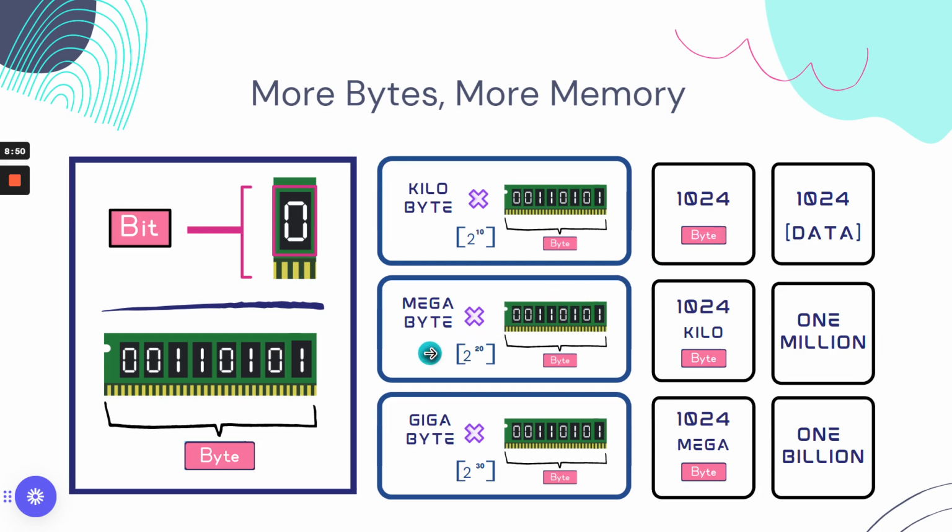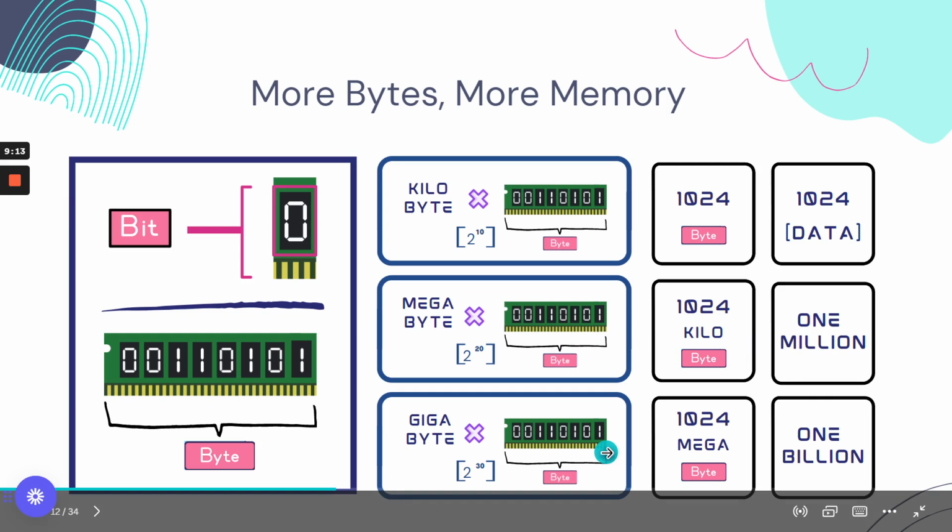Next, we have megabyte. Megabyte is in the millions due to its keyword being mega. Basically, 1 megabyte is equivalent to 1024 kilobytes. And remember, mega means 1 million. Then we have a larger unit called gigabytes. A gigabyte is 1024 megabytes. That means it's in the 1 billion range of expression.